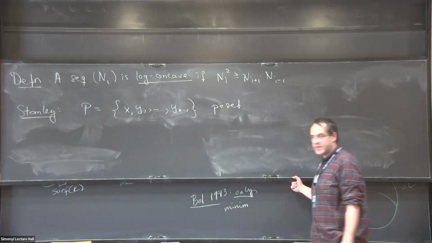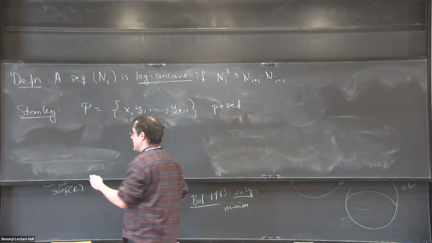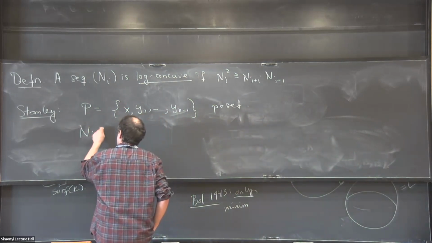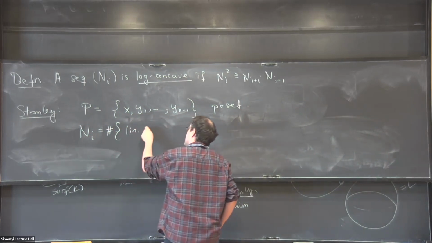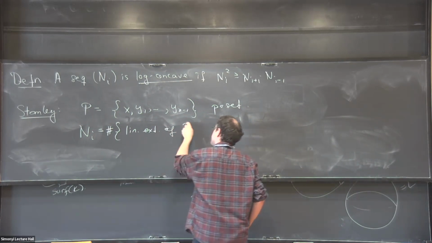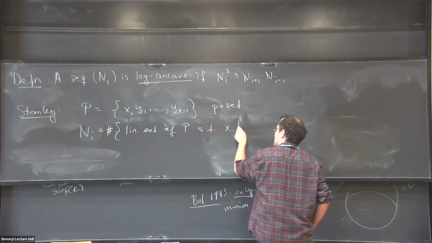We take a partially ordered set, and I have here one distinguished element that I fixed. I'm going to call N_i the number of linear extensions of P such that X, this special element X, has rank i.